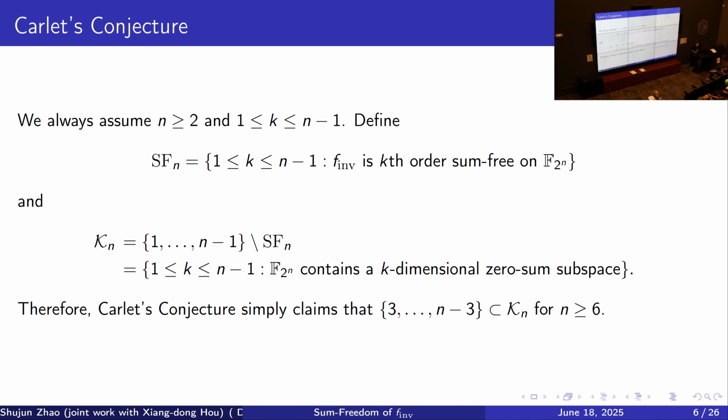Sorry for that. And from now on, this is the notation. We always assume n is greater than 2 and k is from 1 to n minus 1. We define Sf_n to be the set of k such that f is kth order sum-free on F_2^n, and we define K_n to be the set of k such that f is not kth order sum-free. So Carlet's conjecture just says that for n greater or equal to 6, the set from 3 to n minus 3 is a subset of K_n.